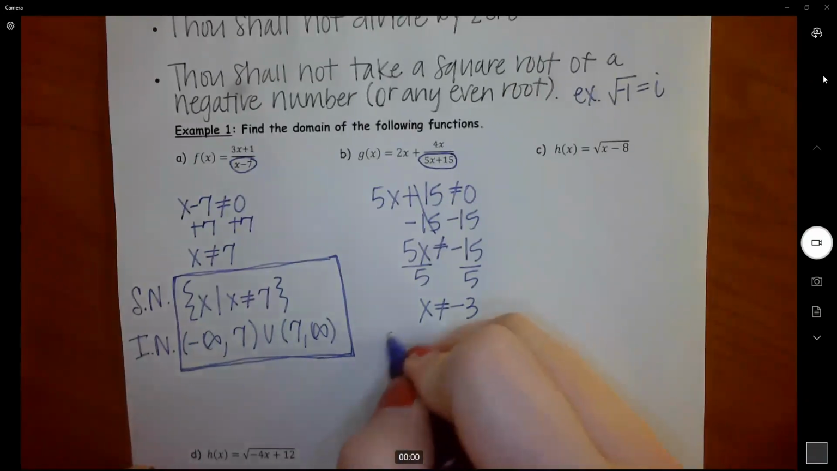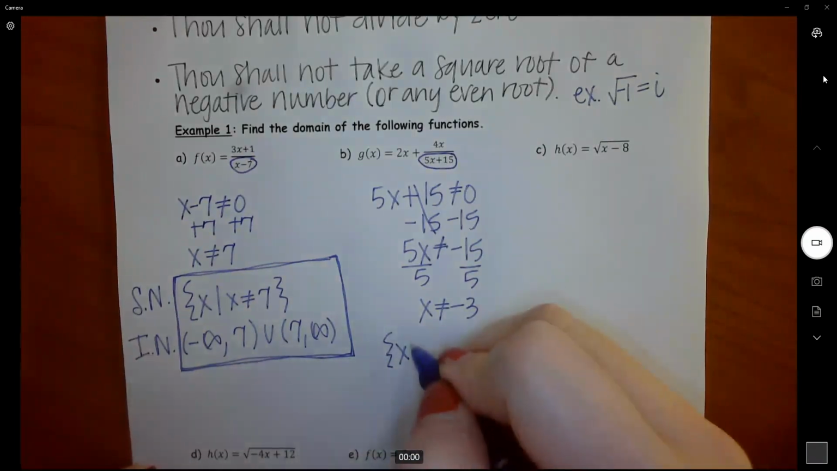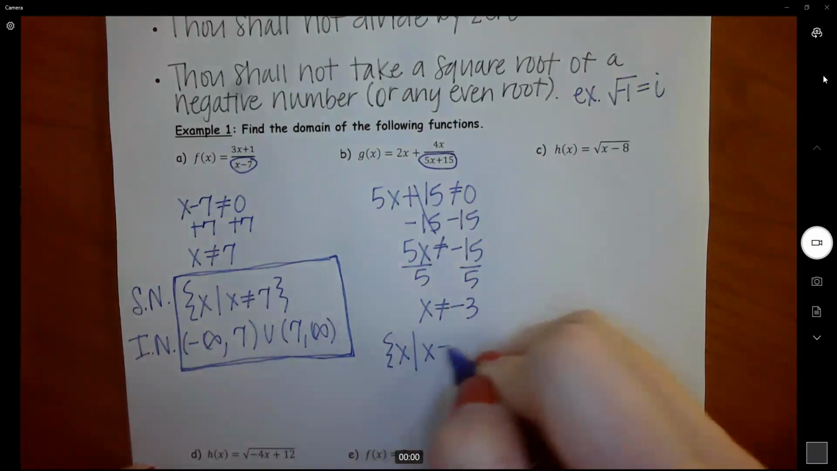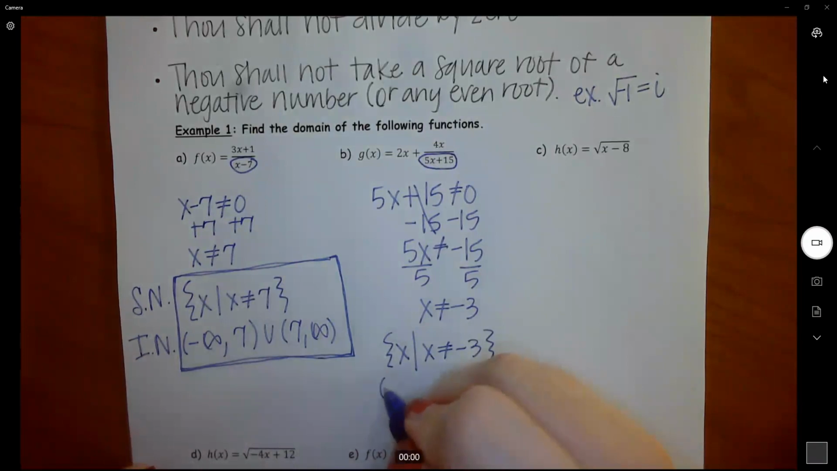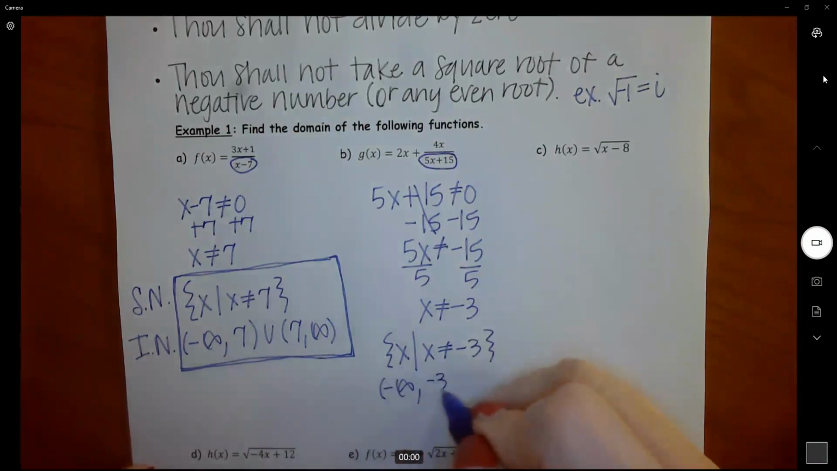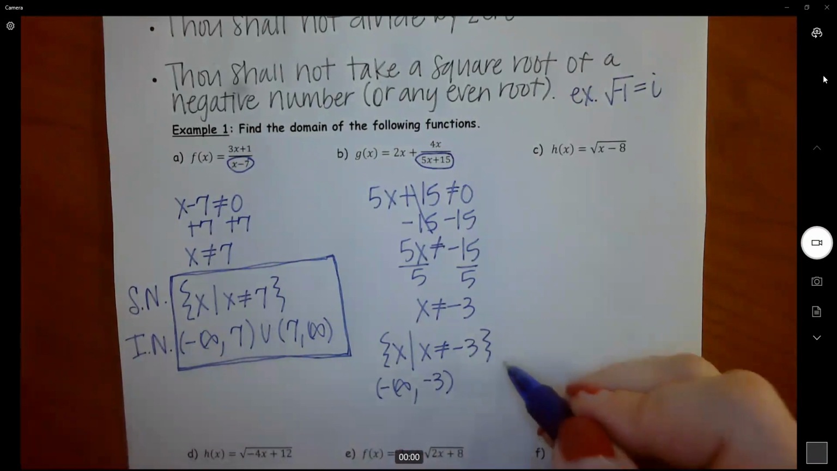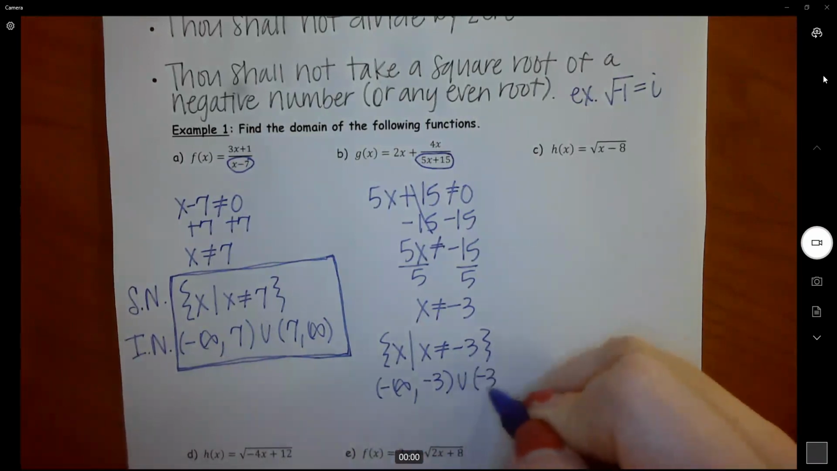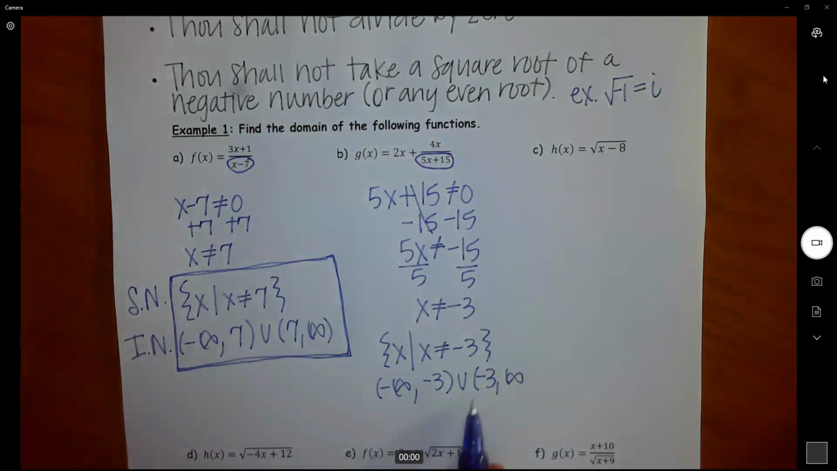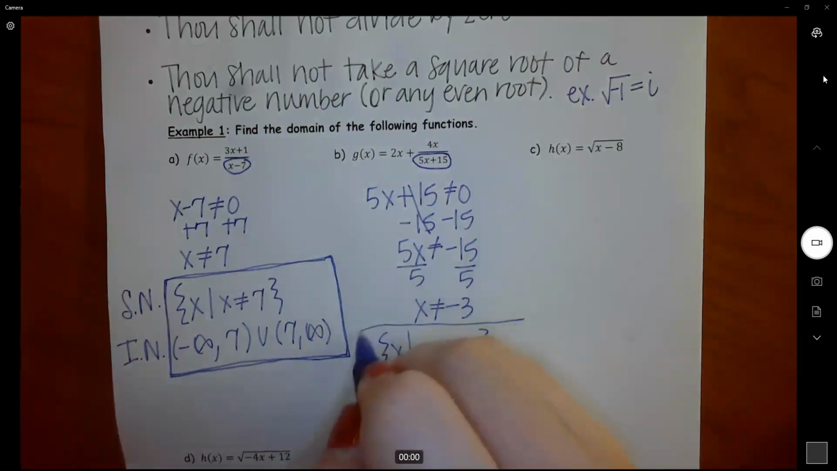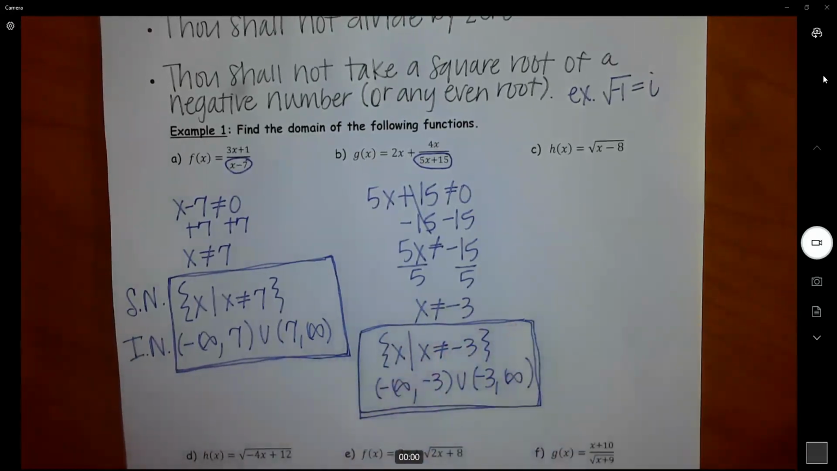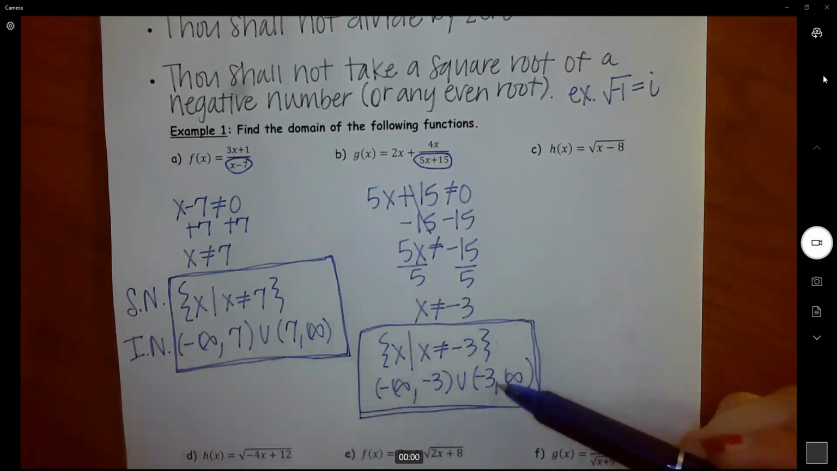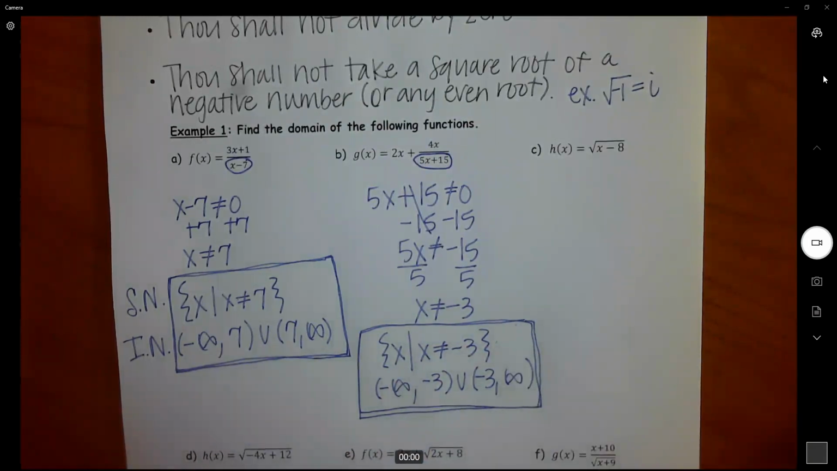So in set notation, this is the set of all x such that, and then you are typing in x cannot equal -3. And then in interval notation, this goes from -∞ to -3 with a parenthesis because that -3 is not included. Union -3 to infinity, again, parentheses because that -3 is not included. MyMathLab is only going to ask for one of these 2 answers, either in set notation or interval notation, but we're going to put all of them in both just so we can get the practice for whichever one it asks for.